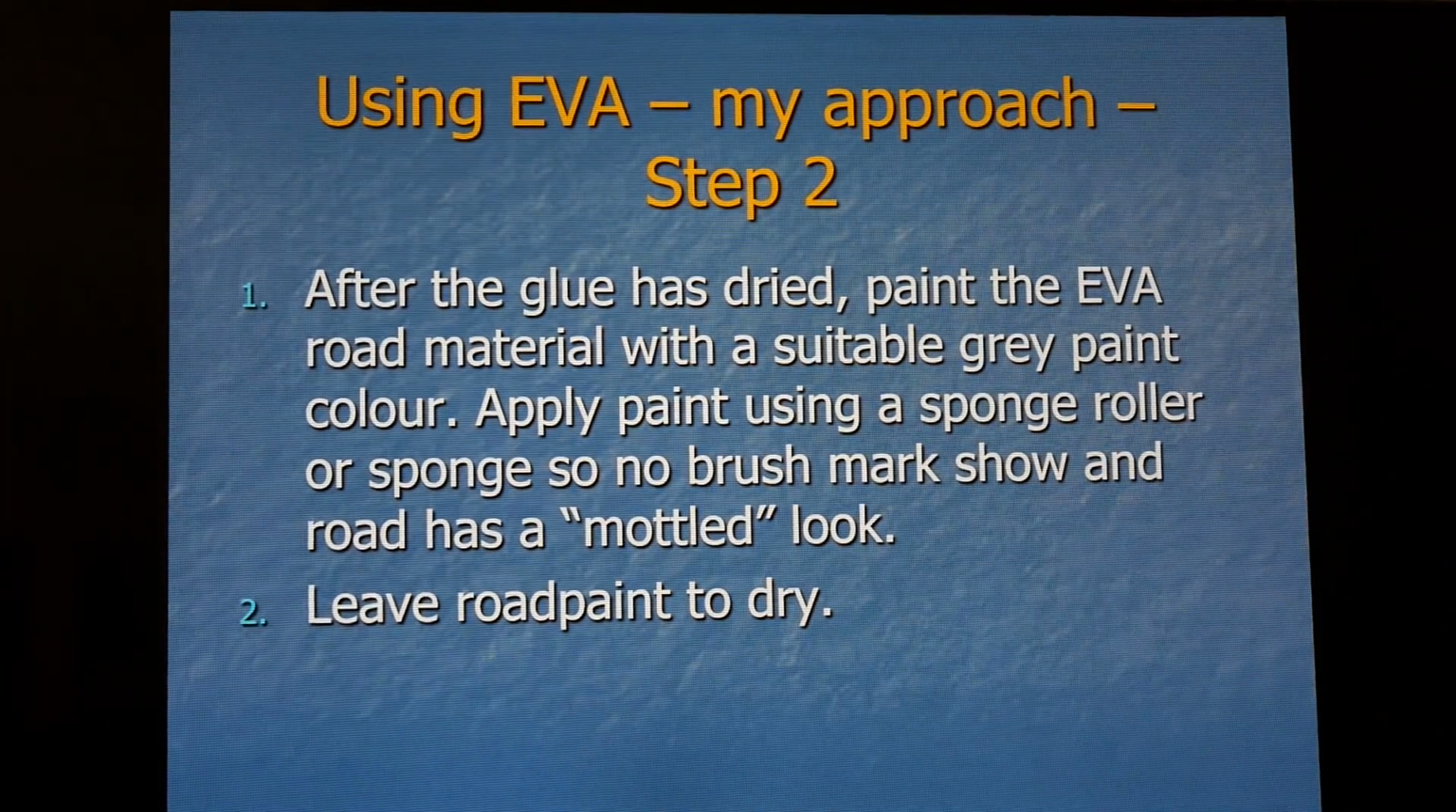Now moving to step 2. With step 2, after the glue has dried, I paint the EVA road material with a suitable grey paint. You apply the paint using a sponge roller or sponge so there's no brush marks to show, and the road gets a mottled textured look. And then you leave the road paint to dry. You can use any acrylic type paints. I am currently using Knox asphalt coloured paint, but you could easily mix up suitable grey and white and black with a tinge of brown to lay down for your road surface.